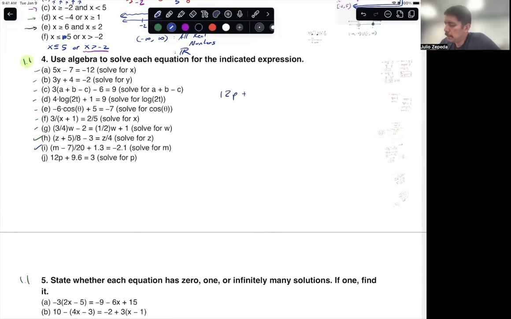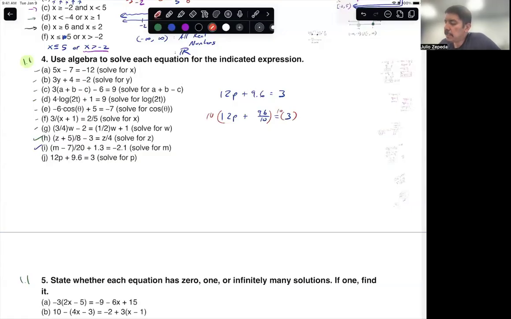12p plus 9.6 equals 3. This equation has decimals. Similar to the fractions, the decimals you can write as fractions. So we can write this as 12p plus 96 over 10 equals 3. So notice that the least common denominator here is 10. So I can multiply by 10 to get rid of all of the fractions.